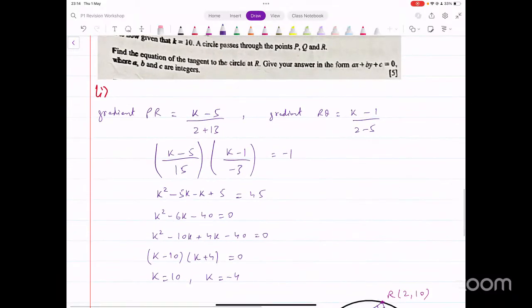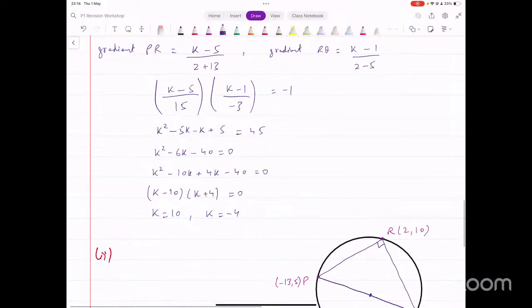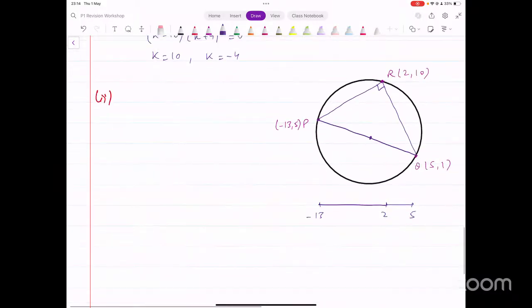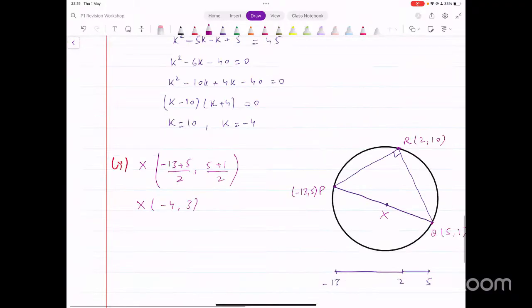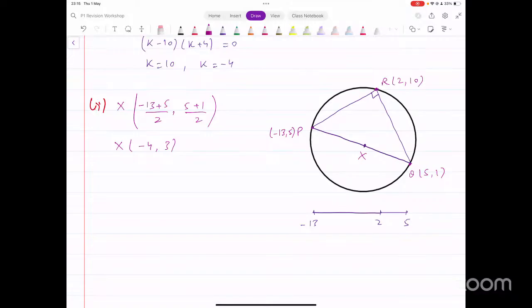It says find the equation of the tangent of the circle at the point R. Give your answer in this form where A, B, and C are integers. Okay, so now we know that the center is supposed to be the midpoint of P and Q. So we can find the midpoint of P and Q. Let's call that point X. What's that going to be? Minus 13 plus 5 divided by 2, and 5 plus 1 divided by 2, and that gives us minus 8 over 2, that's minus 4, and 3. These are the center's coordinates. We want the equation of the tangent at the point R. Now the rest is fairly straightforward after this. Find the gradient of XR.